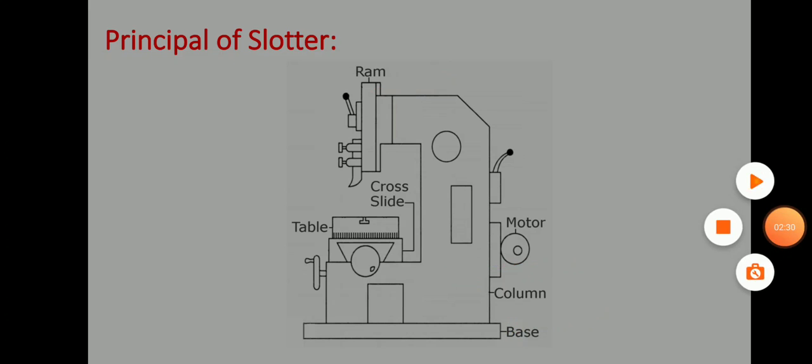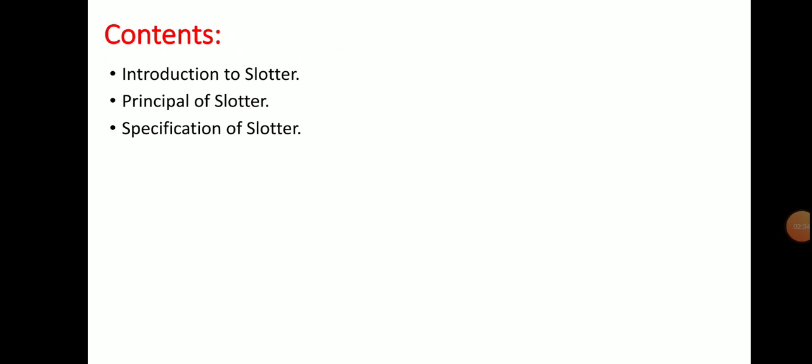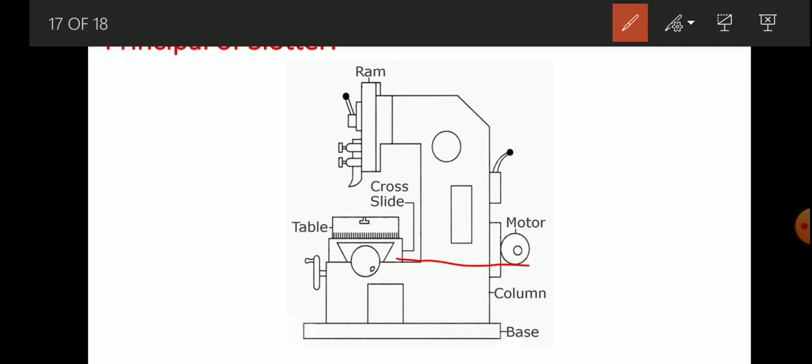Next come the cross slides. Here we can see a cross slide. It is mounted on the guideways and made to move parallel to the column face. The movement of the slide may be controlled by either hand or power driven cross feed.